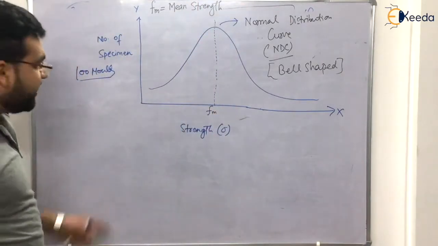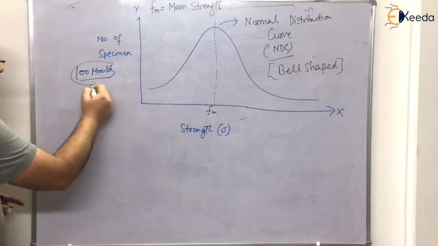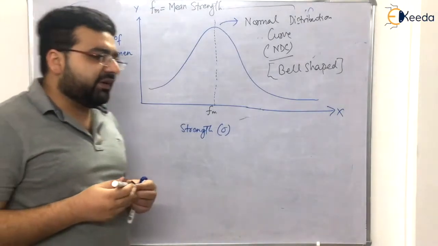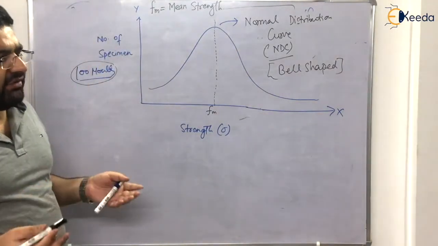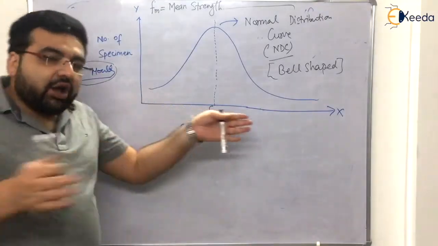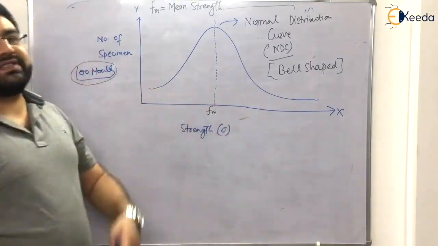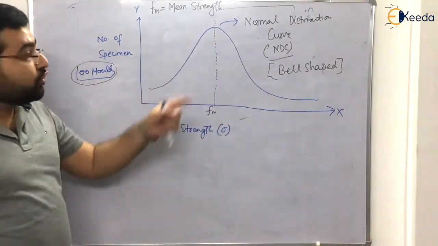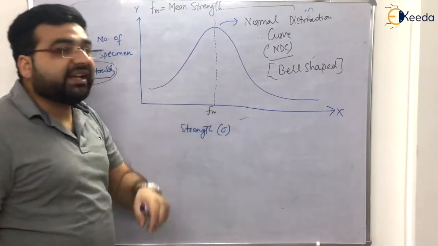Now what is mean strength? Let us say you are testing 100 molds. One has 22.1 Newton per mm square, one has 20, one has 19.6, one has 23 point something. So you add all these and you divide it with the number of samples, you will get the mean strength. So this peak will give you the mean strength, Fm.